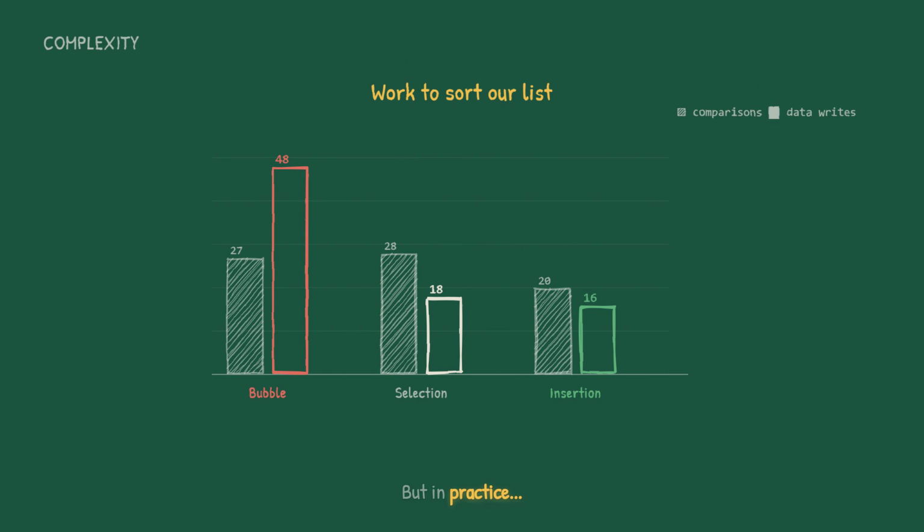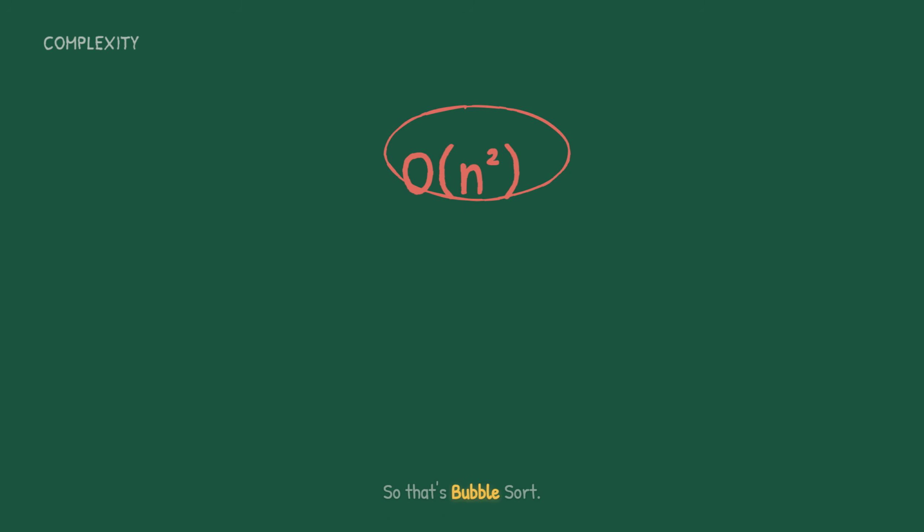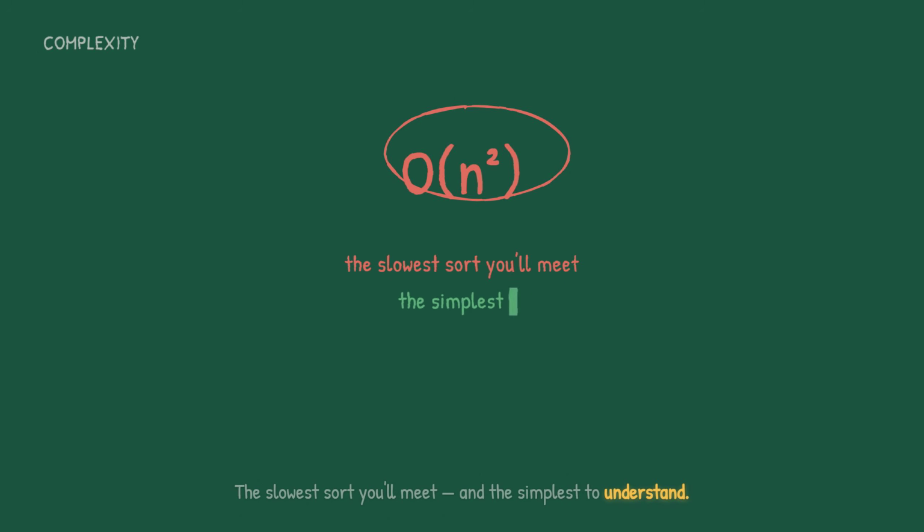But in practice, it's the slowest of the 3. Insertion sort does the same job with far less work. So that's bubble sort, the slowest sort you'll meet, and the simplest to understand, which is exactly why it's the most famous.